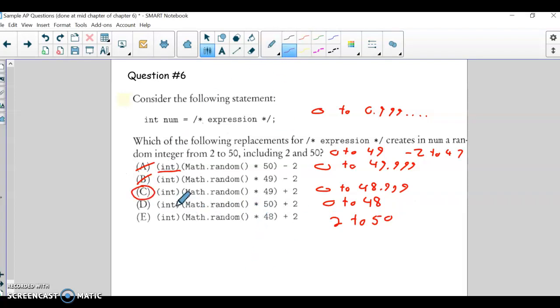I think on D we're going to be off because that'll be 0 to 49.999, and then it'll truncate to 0 to 49, and when you add 2 it'll be 2 to 51, so that one's off by just a little bit. And in a similar way, this one's going to be off, right? Because we're only doing 48, so I think we'd get 2 to 49, so we'd be off by 1 for letter E also. So letter C is our best answer.